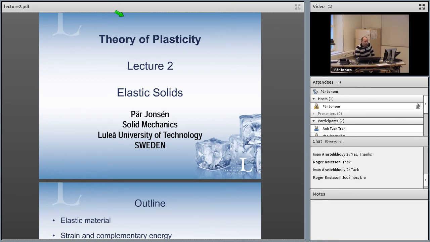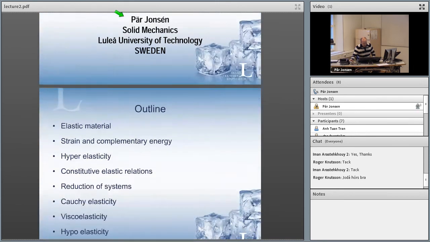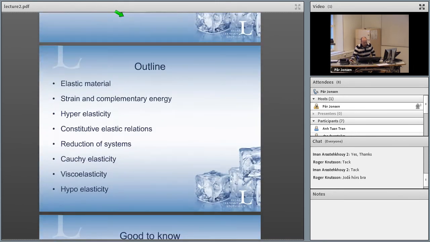Okay, today we're going to talk about elasticity and different kinds of models. So elasticity of solids, more or less, is the subject of today. If you look at the outline, first a little bit general about elastic material, then the strain and complementary strain energy, which you can base your models on. Then we have the simplest type of elasticity, the hyperelasticity model.